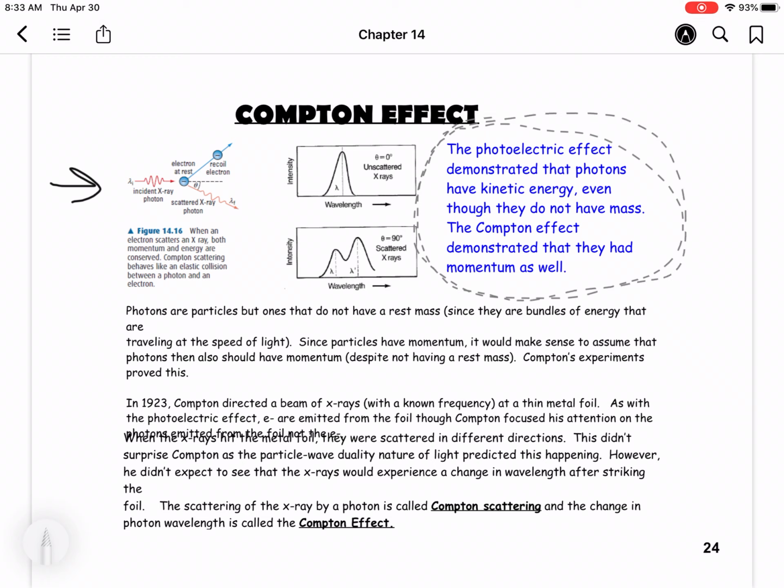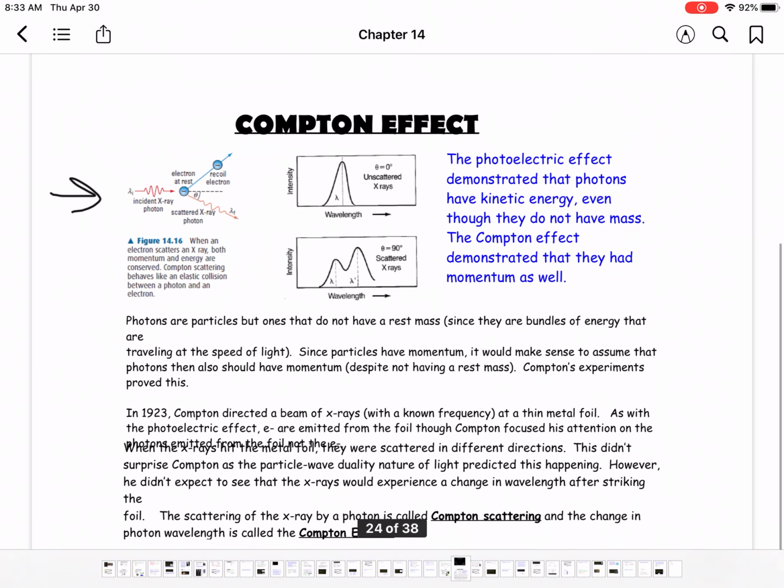So the photoelectric effect told us we have energy. That's the last lesson, where I can shoot a photon that causes the electron to leave its orbital, and that's because it's gaining energy. And then the Compton effect says they don't have mass, but they have momentum. So that's an important little thing here.